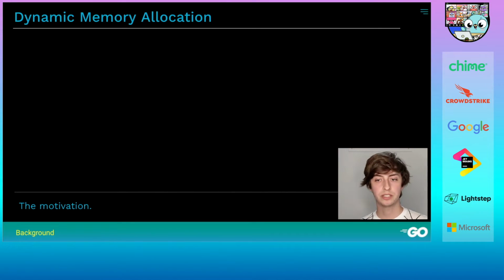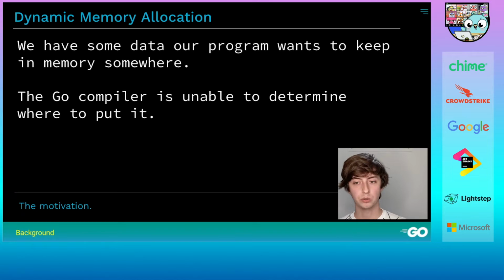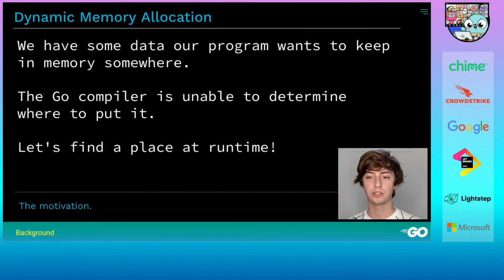Okay, so the next thing I want to talk about is dynamic memory allocation, which is what really motivates this whole talk. And so what do I mean when I say that? We have some data and we need to put it somewhere. The Go compiler can't figure it out. Either it would take too long, or there's really no place either in the program itself or on a goroutine stack or something. So what it does is it emits a function call to find space at runtime. That function call is into the dynamic memory allocator.